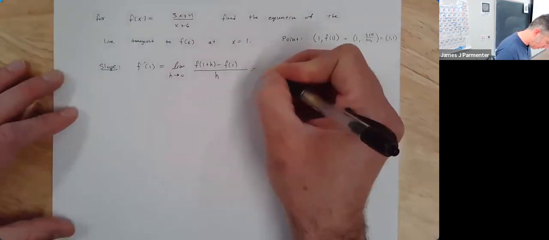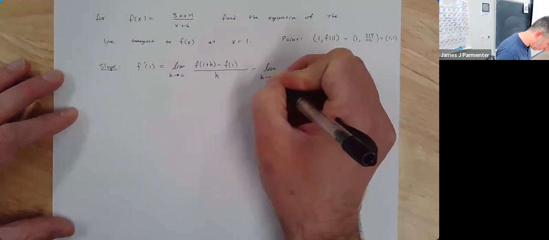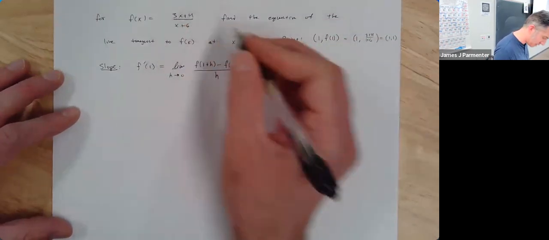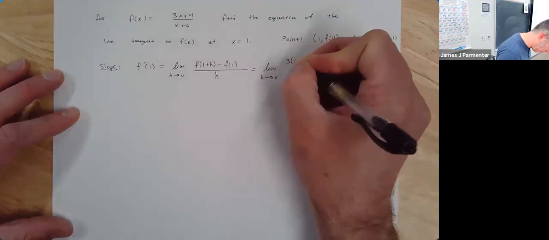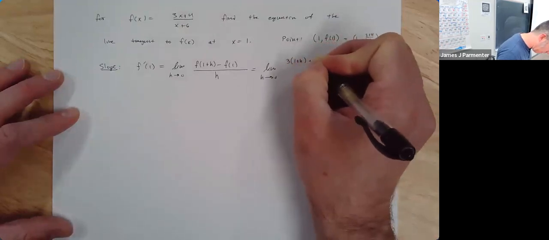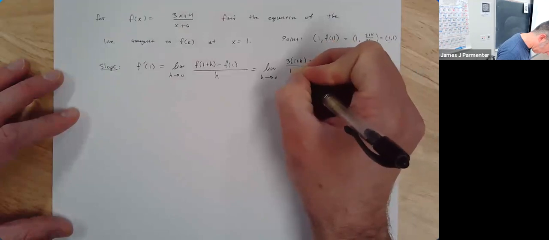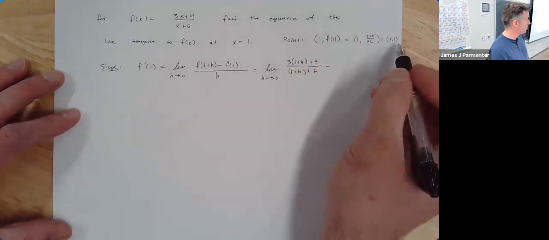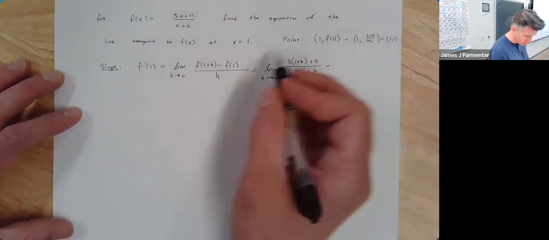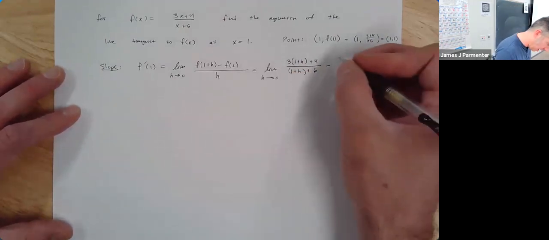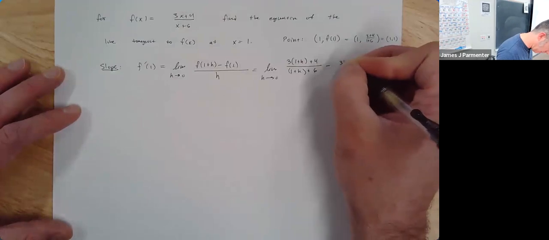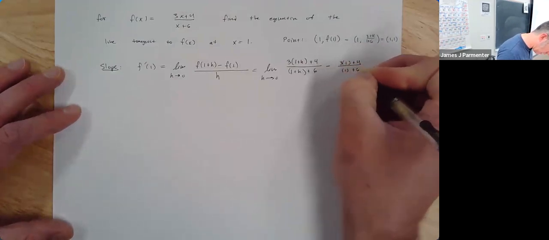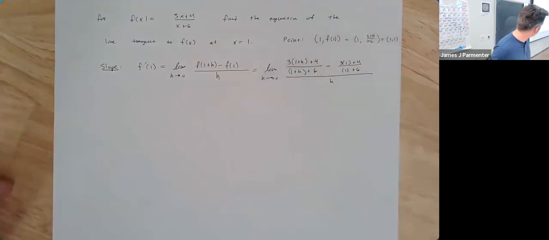So we're going to get the limit as h goes to 0 of, let's see, f of 1 plus h. I'm plugging in 1 plus h for every x. So I'm getting 3 times 1 plus h plus 4 over 1 plus h plus 6 minus, we know the f of 1 is 1. So I don't want to show all that work. Maybe I'll show it one step. I'll plug it in right here. You get 3 times 1 plus 4 over 1 plus 6 all over h.